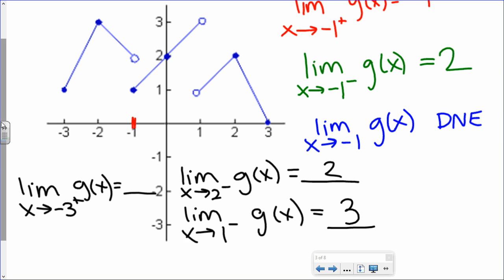Okay? All right, and how about the limit as x approaches negative 3 from the right? Amy? 1. Okay? This is going to have a right-hand limit, but it's not going to have a left-hand limit because it's the end. Okay? Questions on graphical right and left-hand limits?